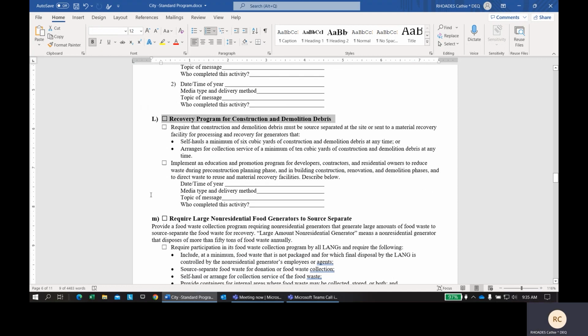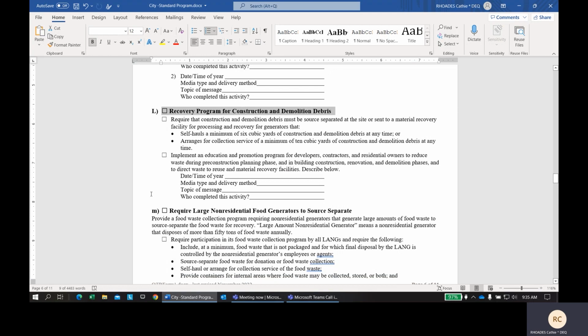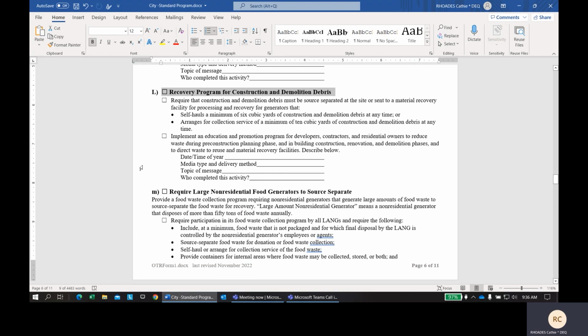This is Recovery Program for Construction and Demolition Debris. It requires that construction and demolition debris must be source separated at the site or sent to a material recovery facility for processing and recovery. It requires that generators that self-haul a minimum of 6 cubic yards of construction and demolition debris at any time, or arrange for collection service of a minimum of 10 cubic yards of construction and demolition debris at that time.